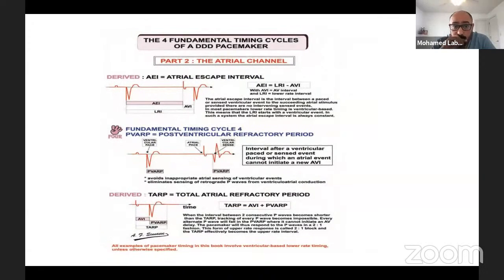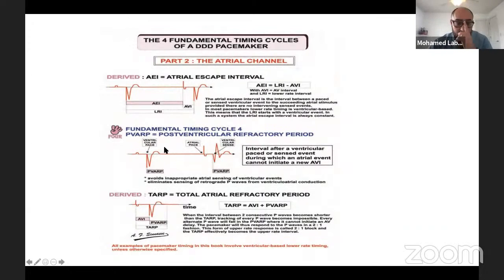The fourth fundamental, we kind of touched on this one, is the atrial escape interval. The atrial escape interval comes from the lower rate interval and the AVI. So it's basically the time from a ventricular event, either paced or sensed, that you tell the device to wait. If you don't see any atrial activity, pace, and then wait for the atrioventricular interval. If you don't see any ventricular event, I want you to pace. Okay.